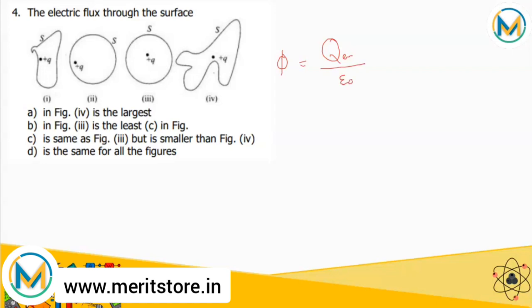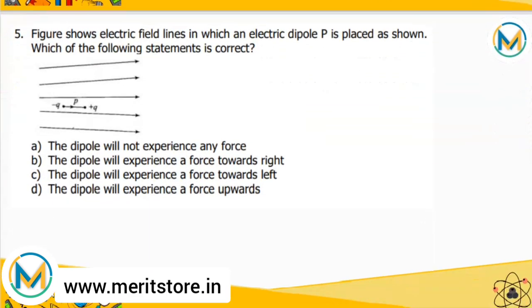Thus, electric flux through a surface does not depend on the shape, size, or area of a surface, but it depends on the amount of charge enclosed by the surface. In the given figures, the charge enclosed is the same. That means the electric flux through all the surfaces should be the same. Hence, option D is correct. That is, it is the same for all the figures. Option D. Looking towards the last question.